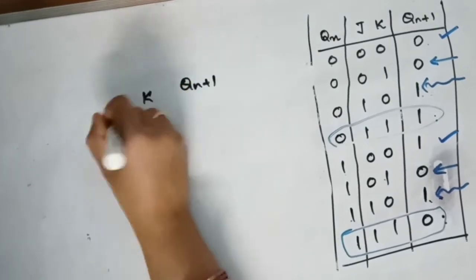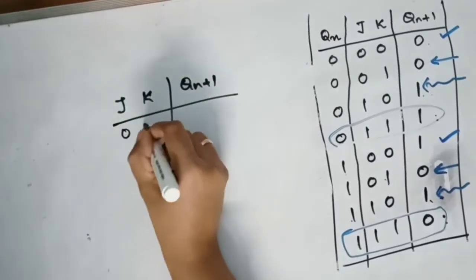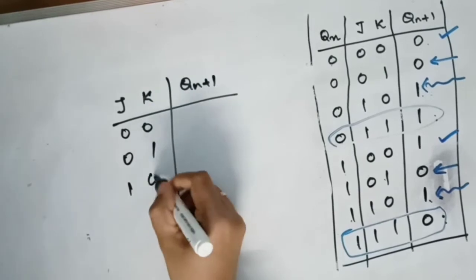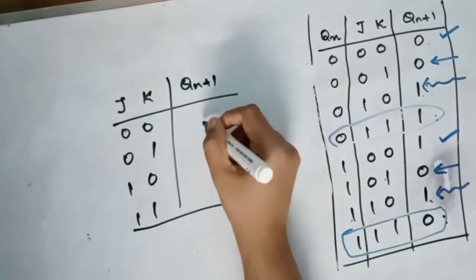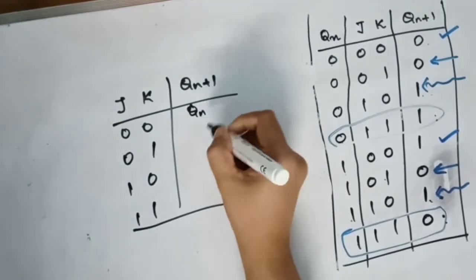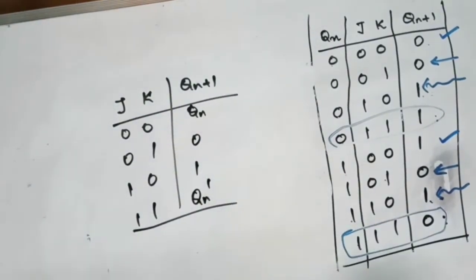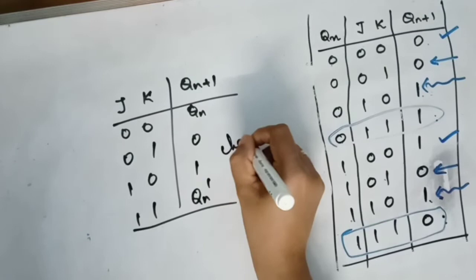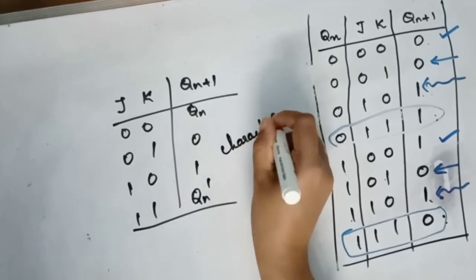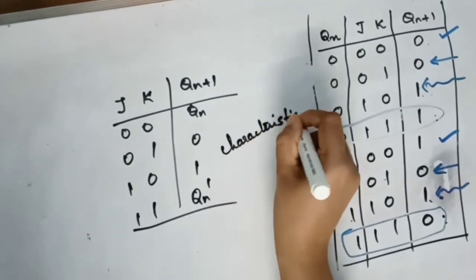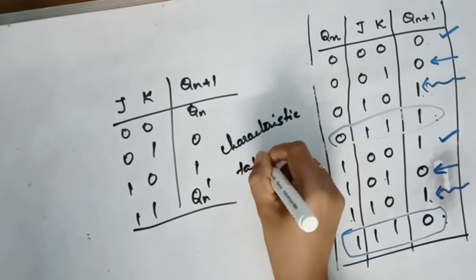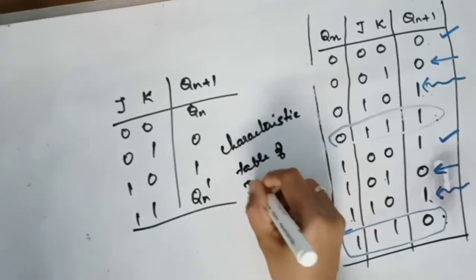So our characteristic table was J K, Qn plus 1: 0 0 gives Qn, 0 1 gives 0, 1 0 gives 1, and 1 1 gives Qn bar. So this was the characteristic table, or truth table, both are the same, of the JK flip-flop.